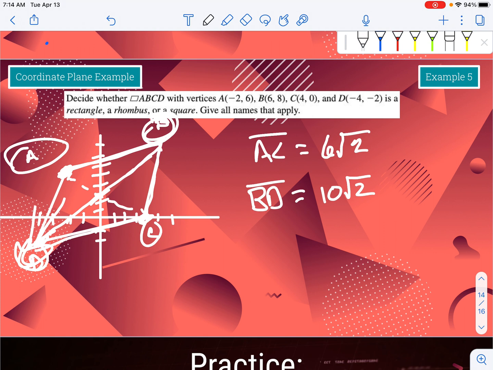So we know then that this definitely is not a rectangle. We know that for sure. Since it is not a rectangle, that means it cannot be a square either. So that takes rectangle and a square right off the table.